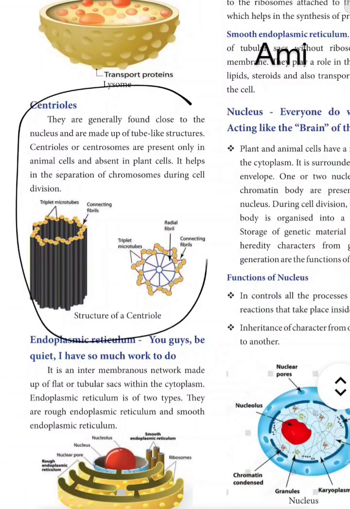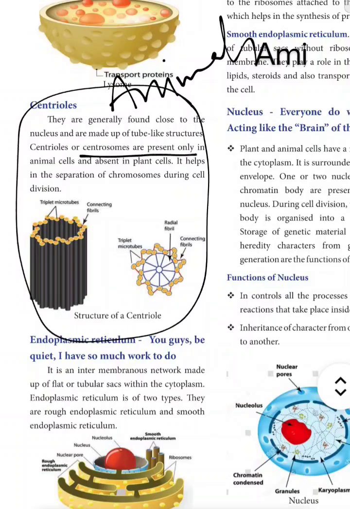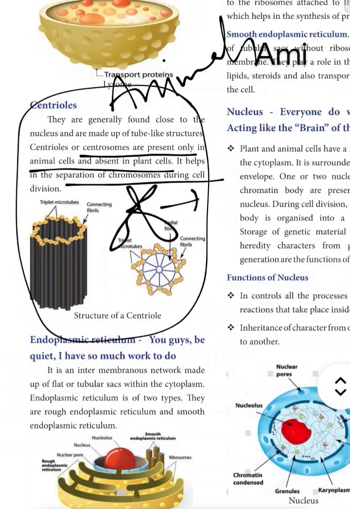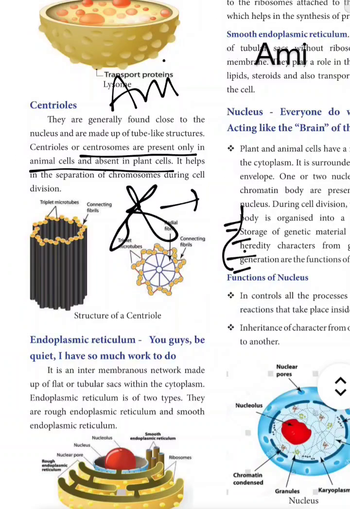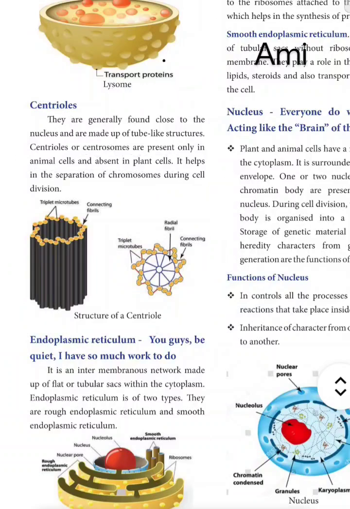The centrioles, which are present only in animals, are responsible for the separation of chromosomes during division. So this is the structure of a chromosome. It contains the genetic material DNA. This centriole is only present in animals and it is lacking in plants.